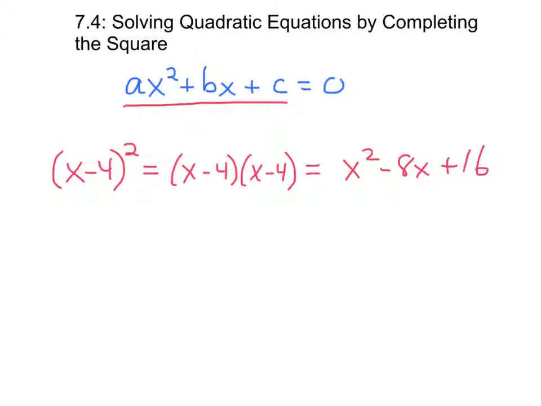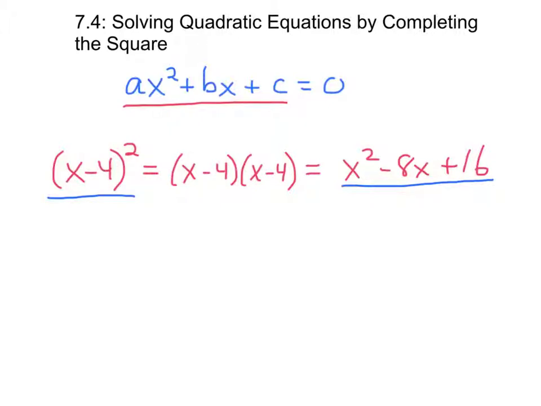And I want to compare the trinomial that we get over here, that's called a perfect square trinomial, with the original problem that we started with. You'll notice that this last term, 16, is going to be 1/2 of this middle term, negative 8, squared. In other words, if you took 1/2 of negative 8, you'd get negative 4. And then if you squared that, you'd get 16. And that's always going to be true in a perfect square trinomial.